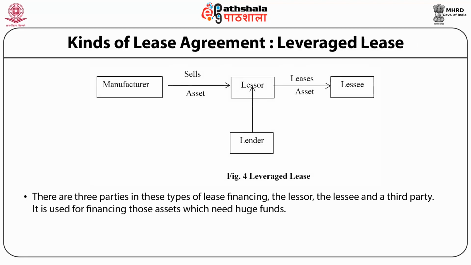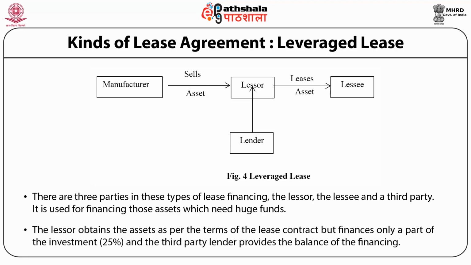Leveraged lease. There are three parties in this type of lease financing: the lessor, the lessee, and a third party. It is used for financing those assets which need huge funds. Such assets include aircraft, railway equipment, oil rigs, etc. The lessor obtains the asset as per the terms of the lease contract but finances only a part of the investment, say 25%, and the third party lender provides the balance of the financing. The money lender is paid off from the lease rentals directly by the lessee, and the excess goes to the lessor. The lessor, the owner of the asset, is authorized to claim depreciation allowance on the asset.